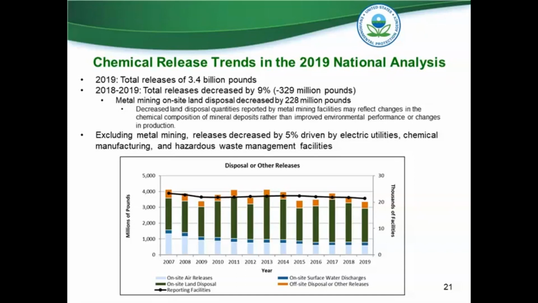If we take metal mining out of the picture, then releases overall decreased by 5%, which is driven by decreases in electric utilities, chemical manufacturing, and hazardous waste management facilities. And the colors in the bar chart here indicate the different environmental media to which these TRI releases are being released. So the green is land releases, the dark blue is water releases, and the light blue are air releases, while the orange portions on top are offsite transfers. And the black line in the graph represents the number of TRI reporting facilities nationwide. So you can see that that number has been very slightly decreasing over the last about 5 years.